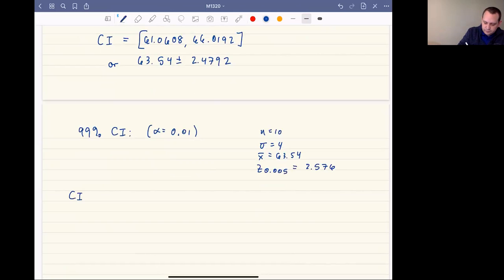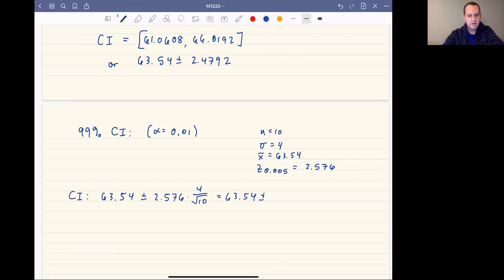And so we're going to take all this, plug it into R, and we're going to end up with a confidence interval, which is going to be 63.54 plus or minus our standard error, where our standard error is 2.576 times 4 divided by square root of 10. So it's 3.2584.